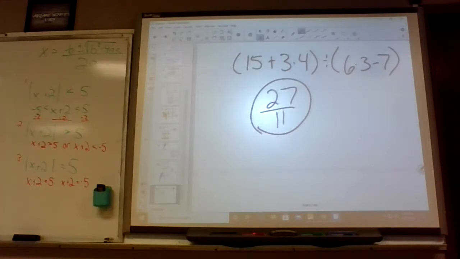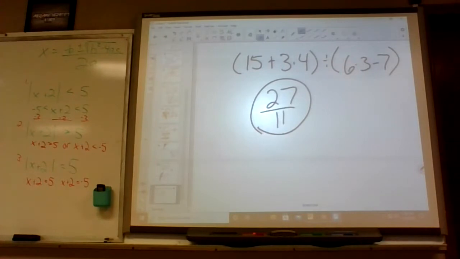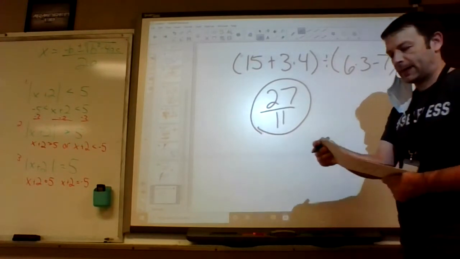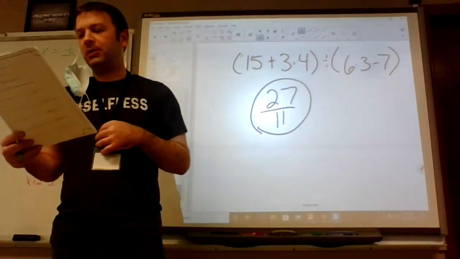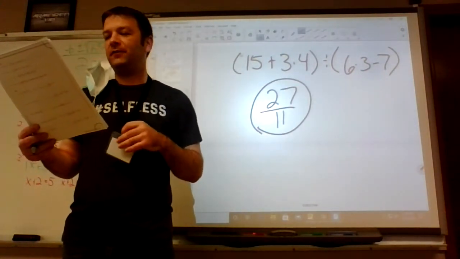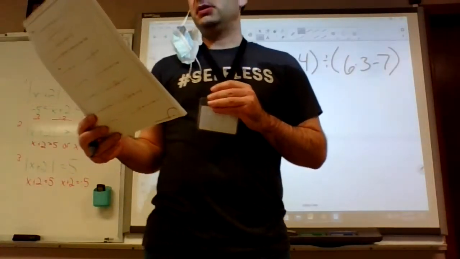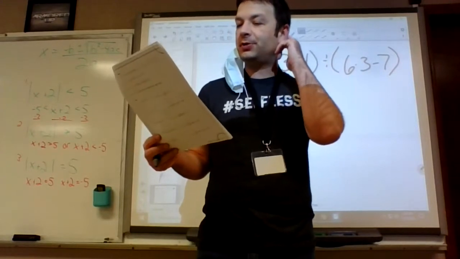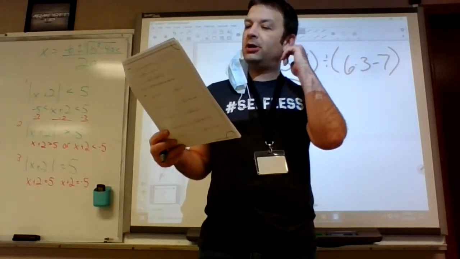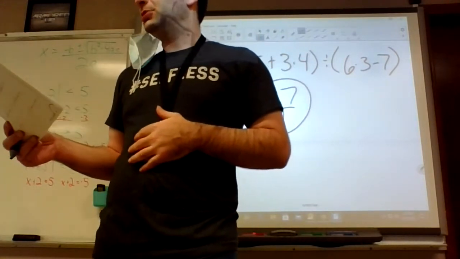Okay, number 1 on the next page. What are the variables on number 1? X. There's only one variable, it's X. It's called a variable because the value of X varies. Okay, what are the constants on number 1? 19 and 2.